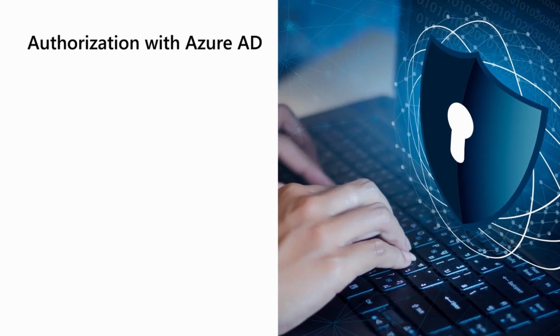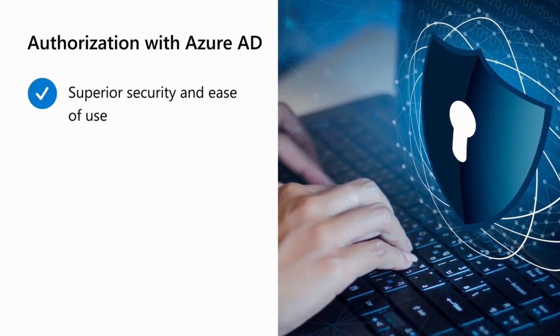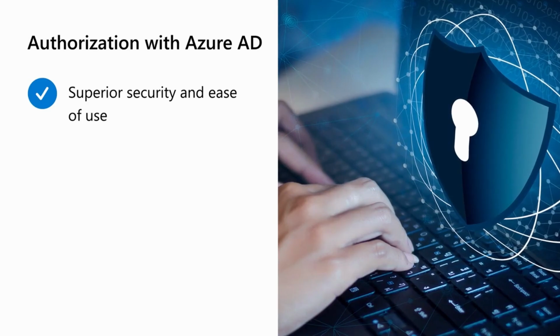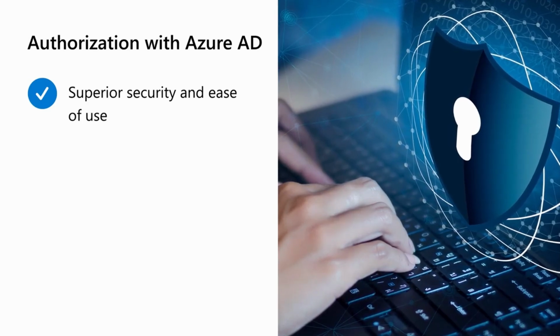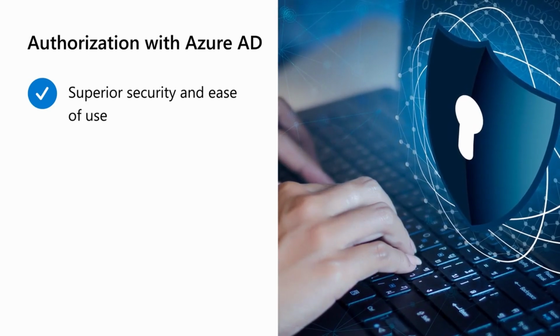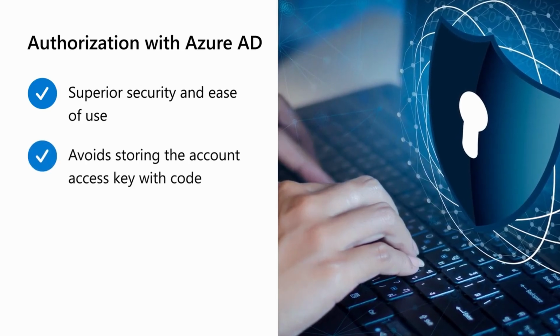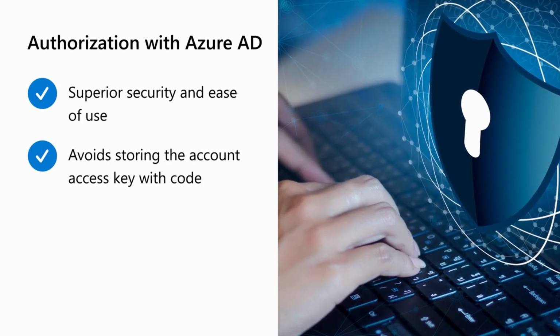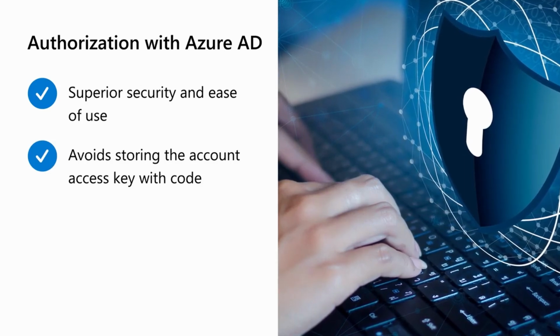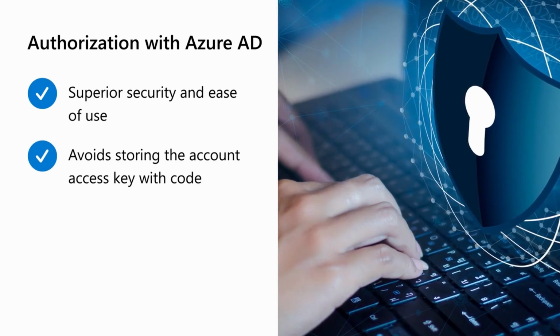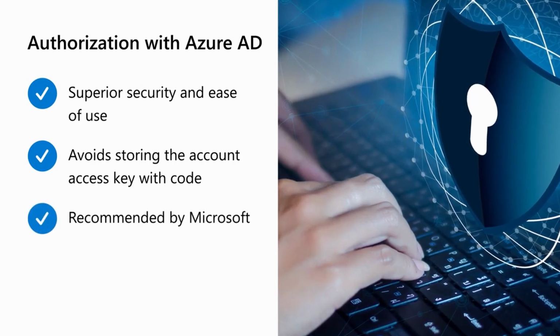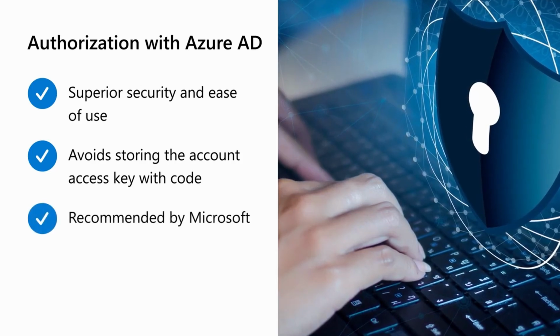Authorizing access to blob and queue data with Azure AD provides superior security and ease of use over other authorization options. When you use Azure AD to authorize requests made from your applications, you avoid having to store your account access key with your code, as you do with shared keys. While you can continue to use shared keys with your blob and queue applications, Microsoft recommends moving to Azure AD where possible.